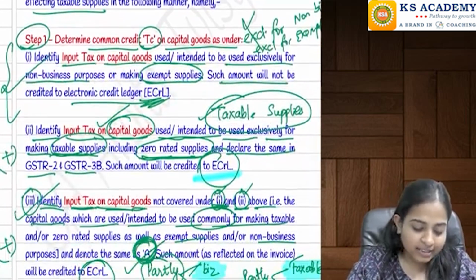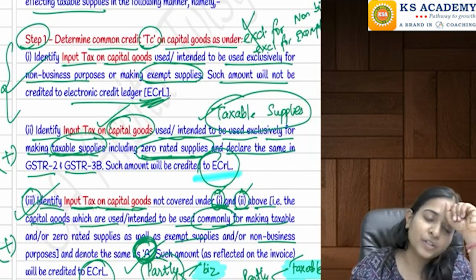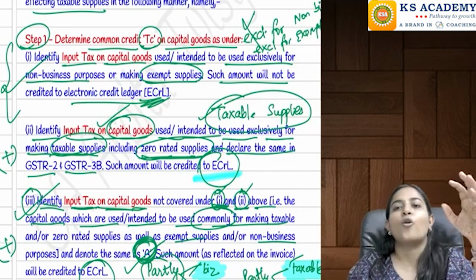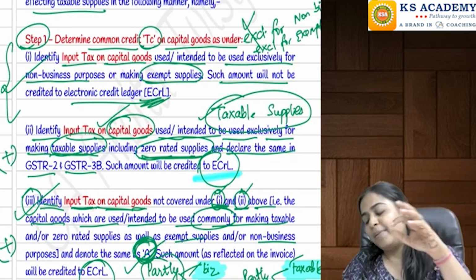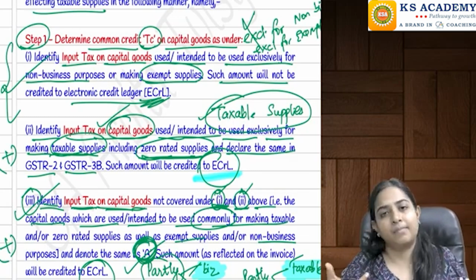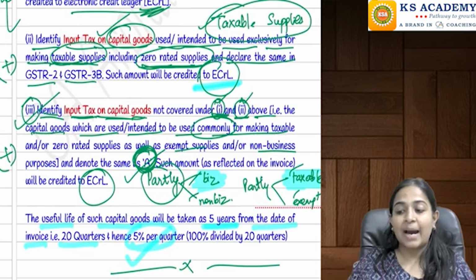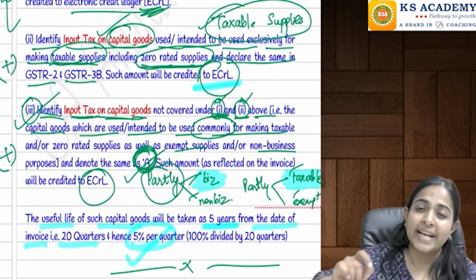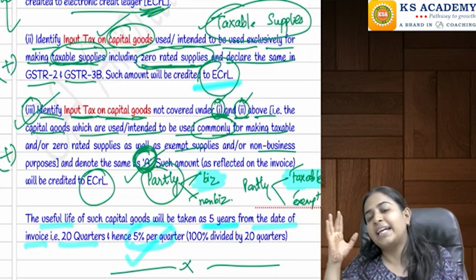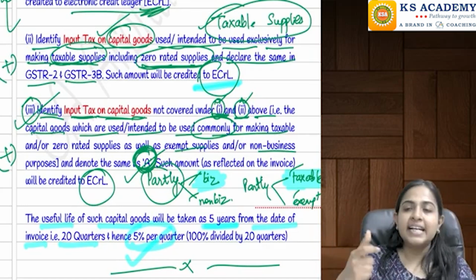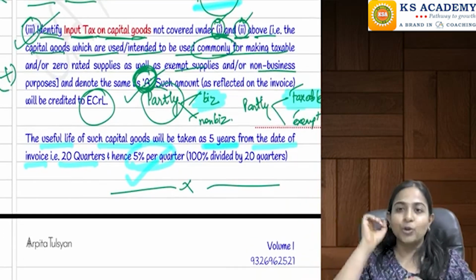Now, in this case, what are the steps? First of all, if you have purchased any capital goods exclusively for non-business or exclusively for exempt supplies, please don't take it to the credit ledger at all. Please do not credit it to the electronic ledger. There is no purpose, you will not get the credit of the same. Then identify that capital goods which you have used exclusively for taxable supplies. Should I get the credit of the same? The answer is yes. Will I credit that amount to the electronic credit ledger? Yes, credit it to the electronic credit ledger on the basis of your GSTR 2B.